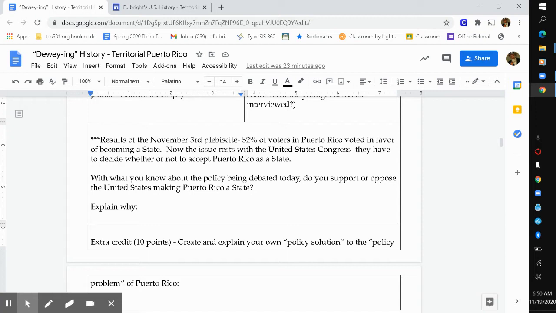No matter what, the decision is in Congress's hands. If they're going to become a state, it's only because Congress makes them a state. So the question is, do you think Congress should make Puerto Rico a state? Explain why.